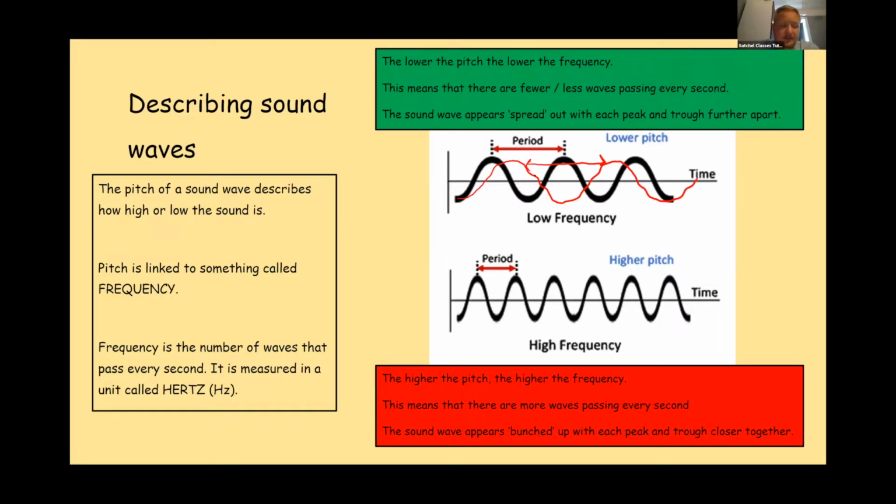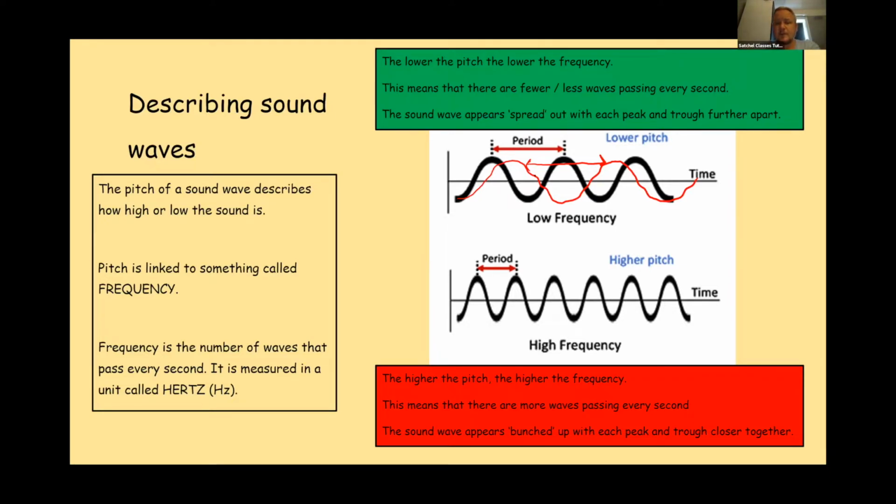The higher the pitch, the higher the frequency. This means that there are more waves passing every second. The sound wave appears kind of bunched up, almost like you've scrunched up a slinky close together, and each peak and trough gets closer together.